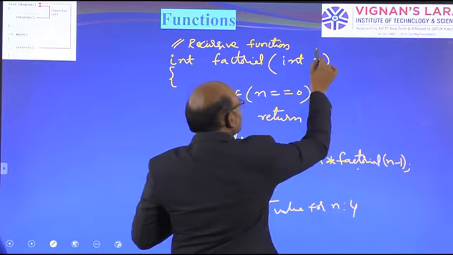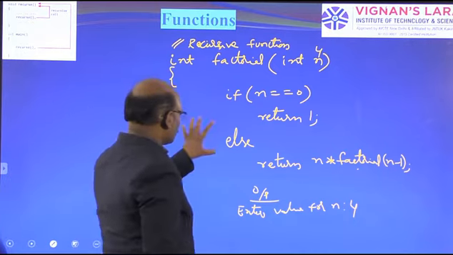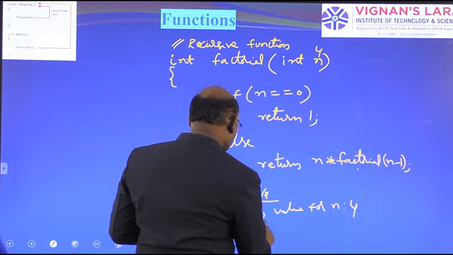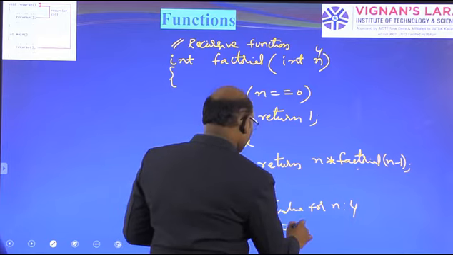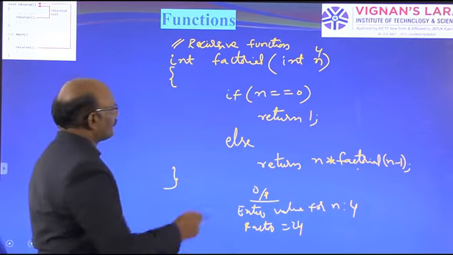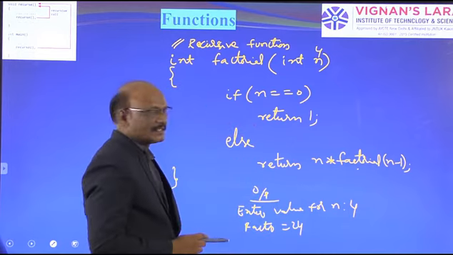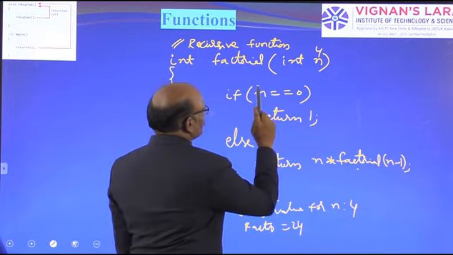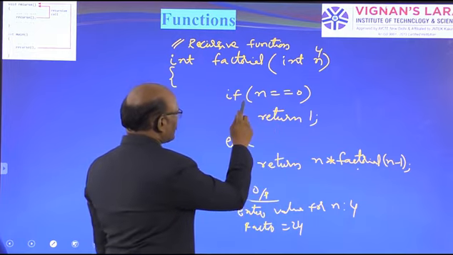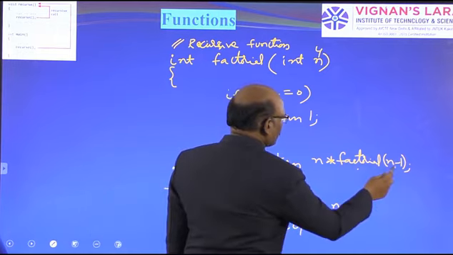Here n receives the value 4. So this function will be calculated. Finally, the result will be factorial equal to 24. How it will be evaluated, I will tell you now. First it will check the condition: if n is equal to 0, condition is false. Then else will be executed. Then it returns n into factorial of n minus 1.